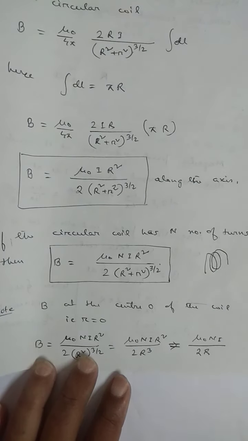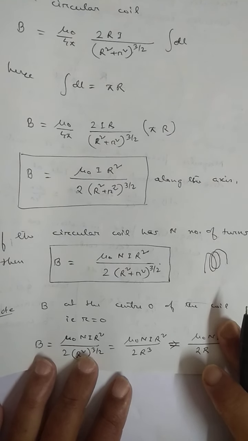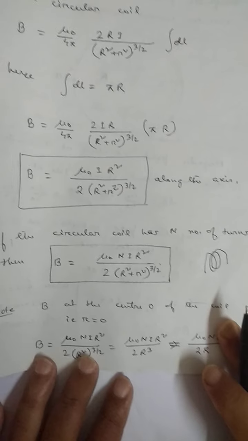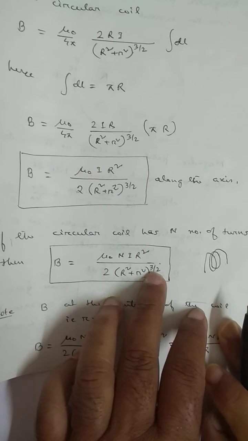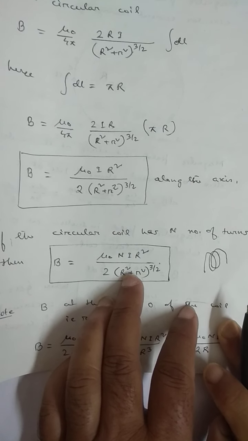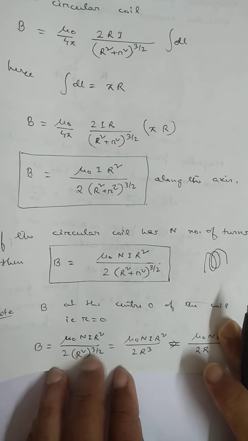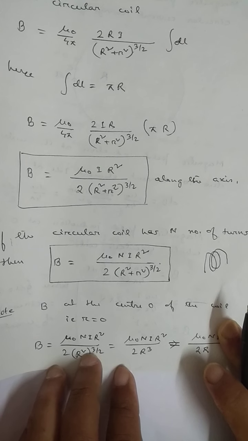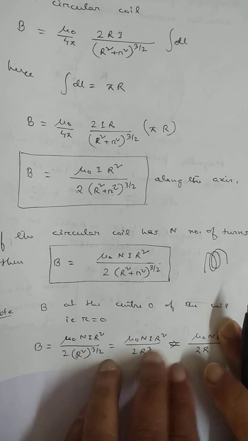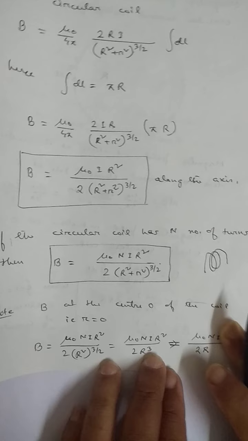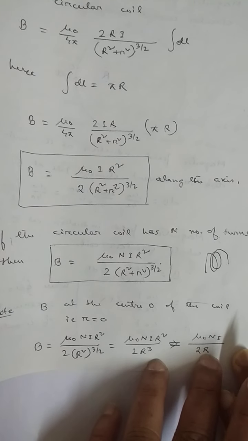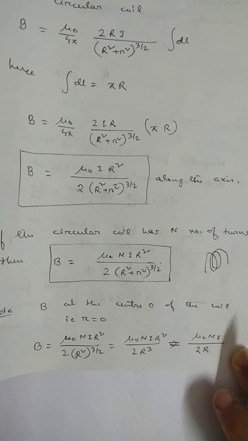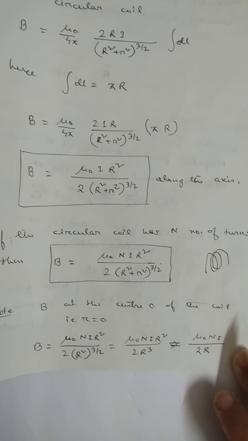Value of small r is 0. If in the exam they ask to find out magnetic field induction at the center of the circular coil, we have to put small r equal to 0 in this equation. Then it becomes capital R squared whole to the power 3 by 2. So these two and these two get cancelled. So it is twice R cube. This is R square here, so one R will get cancelled. So B is equal to mu 0 N I by twice R. So this is the value of magnetic field induction at the center of the circular coil.